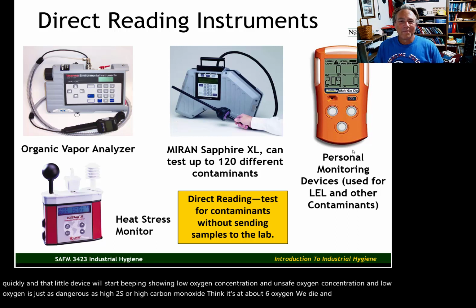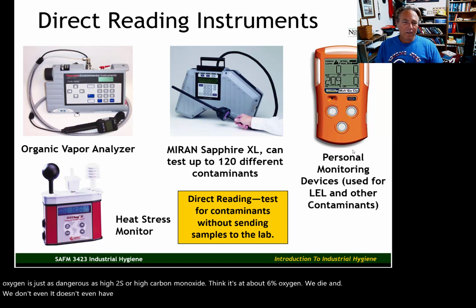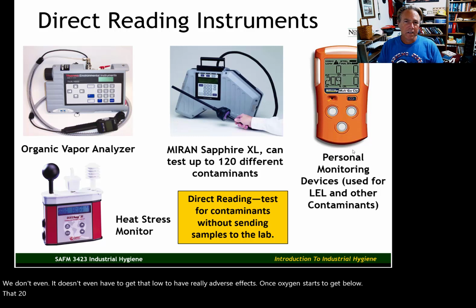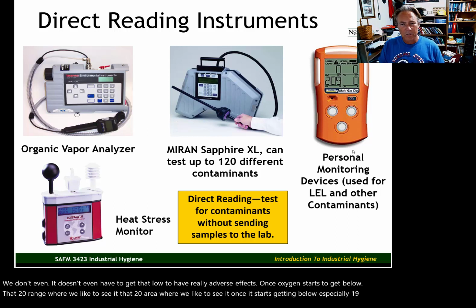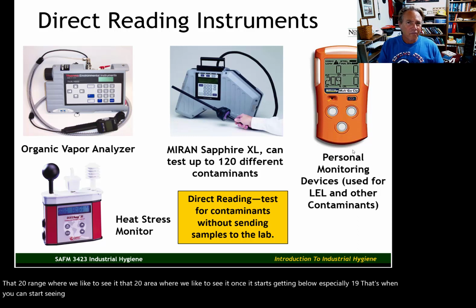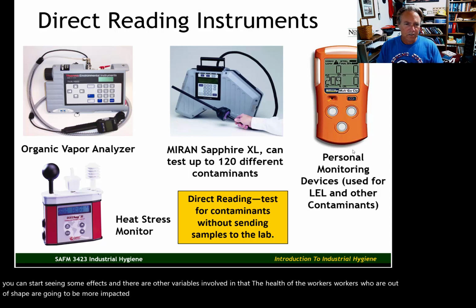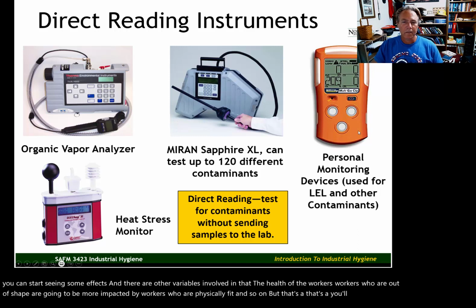And it doesn't even have to get that low to have really adverse effects. Once oxygen starts to get below that 20% area where we like to see it, especially below 19%, that's when you can start seeing some effects. And there are other variables involved in that. Workers who are out of shape are going to be more impacted than workers who are physically fit and so on. But you'll probably end up working with devices like this.